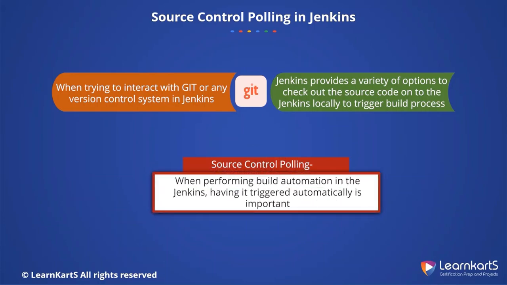Yes, we can do build automation in Jenkins, but having that triggered automatically is also important. If you just log into Jenkins and keep on running the builds manually, it will not fulfill your purpose. You have to see how the automatic build can be triggered so that you don't have to put in any manual effort. That's the reason why we have processes like source control polling, which is available there.